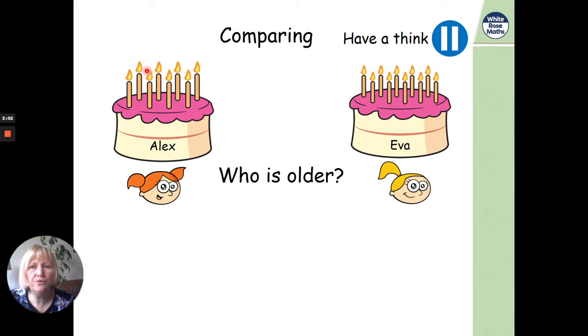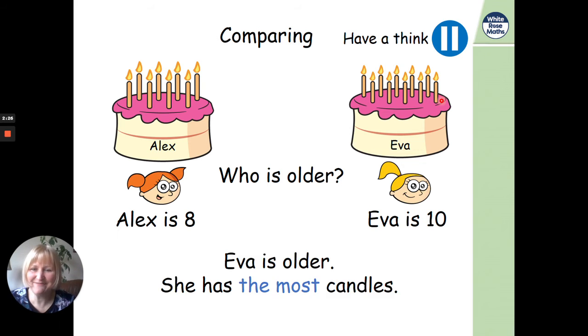1, 2, 3, 4, 5, 6, 7, 8. Alex is 8. Eva, 1, 2, 3, 4, 5, 6, 7, 8, 9, 10. So, if Alex is 8 and Eva's 10, who's the oldest? Eva, well done. Eva is older. She has the most candles.